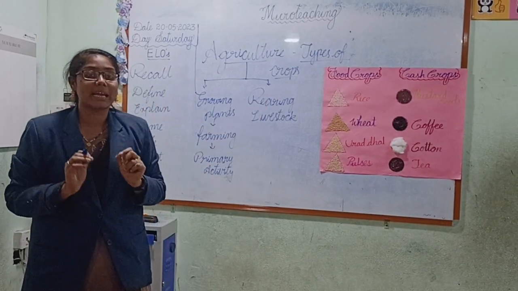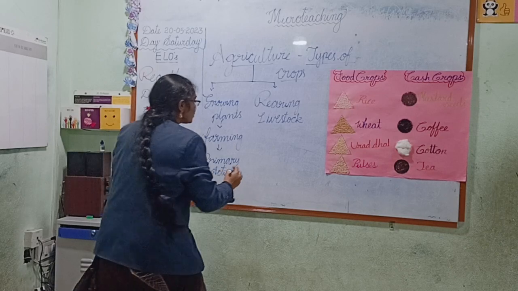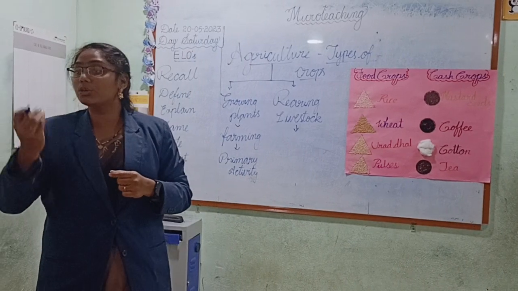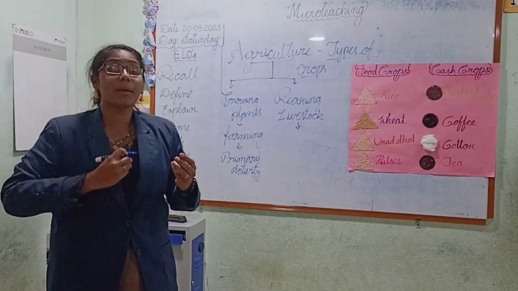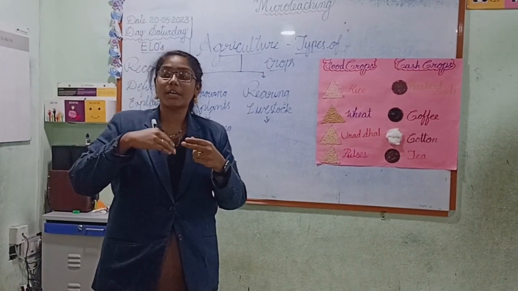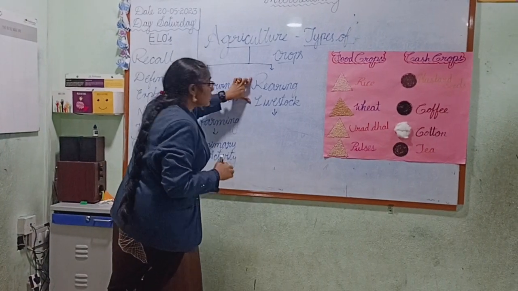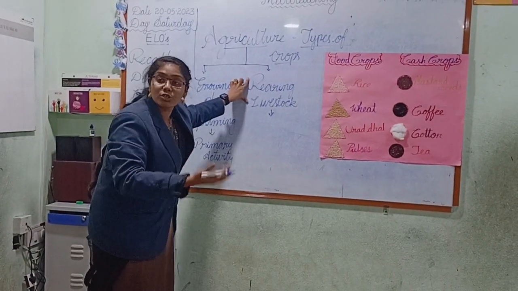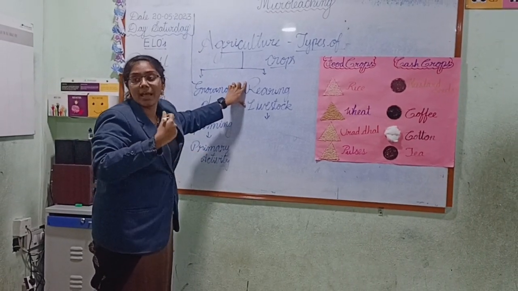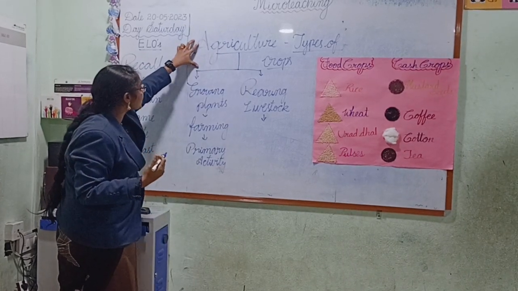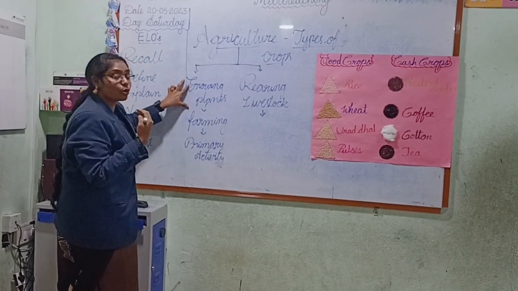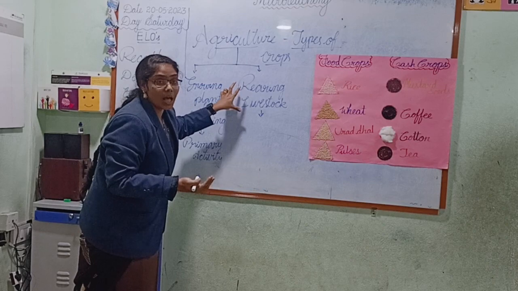What do you mean by rearing livestock? Rearing livestock means making animals useful to human beings. They provide us milk, meat, and dairy products, which we use in our day-to-day life. So the agriculture activities are divided into how many categories? Two categories. Growing plants or growing crops, and the second one is rearing livestock.